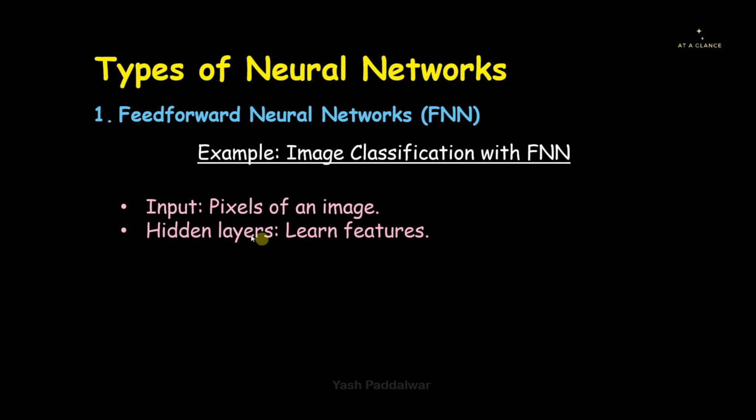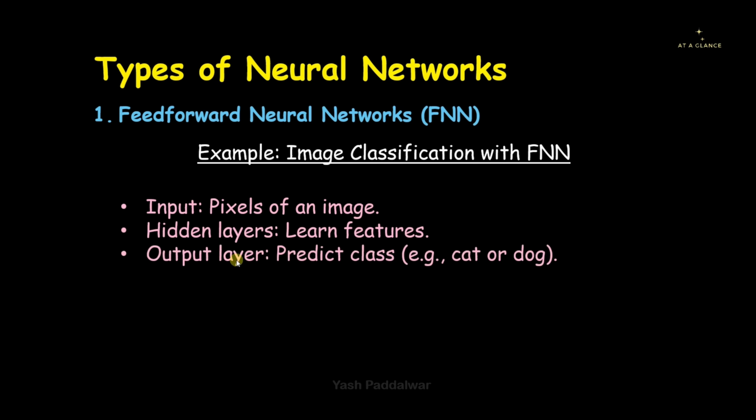Next we have the hidden layers. I already told you in the previous videos that hidden layers are specially used to extract the important features from the given input data. Next we have the output layer. This particular output layer is designed to provide the output in an appropriate manner. For example, it will predict the class in which the image falls. So this is how image classification is done with the help of feed-forward neural networks. I hope this simple example is clear to you all.